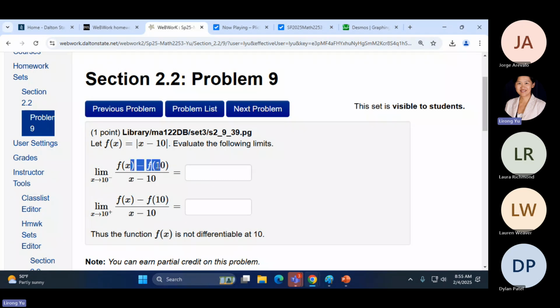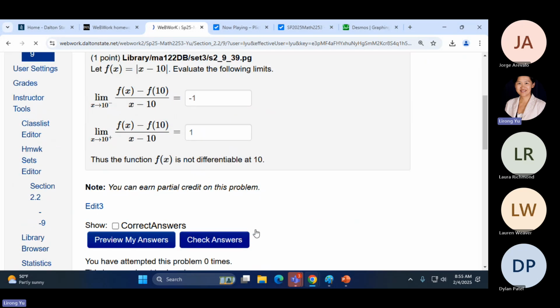Okay, so that's the slope. That's y minus y over x minus x. So that's the slope below 10. The slope is -1. And this is the slope above 10. The slope is positive 1. So that's one way to interpret this.